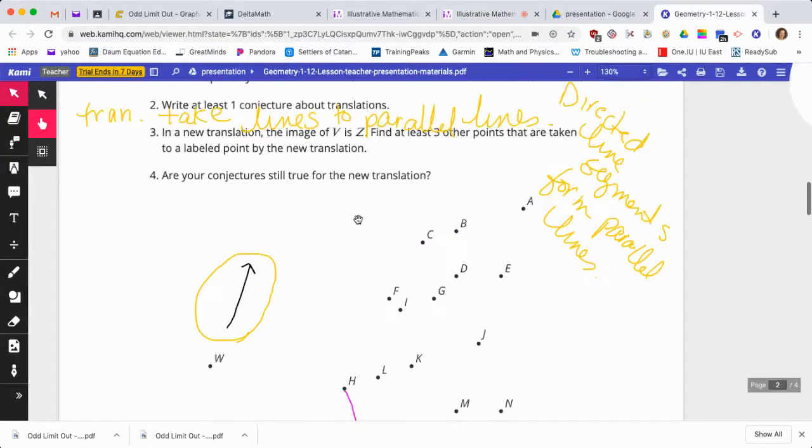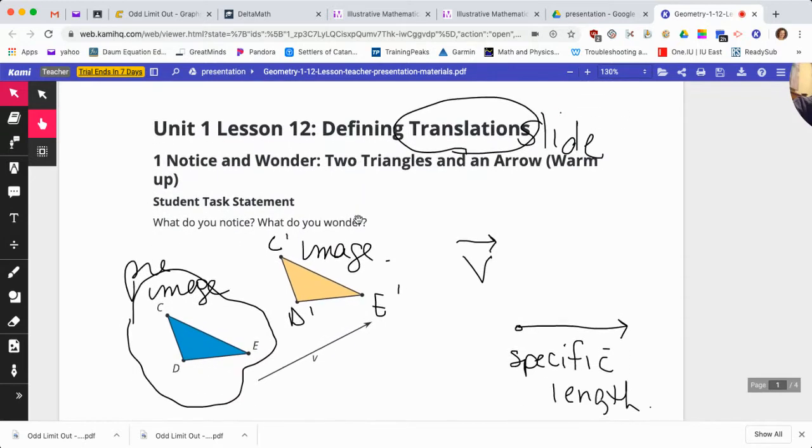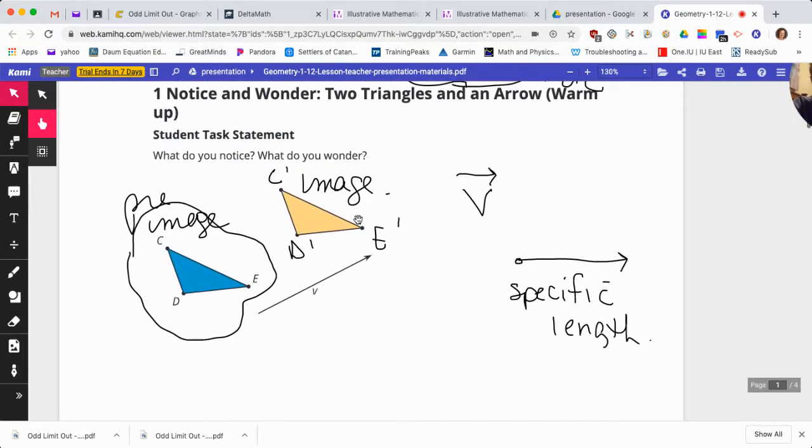Actually, I'm going to go over here to Cami, where I've already done a few things. But let's talk through this notice and wonder, okay? What do you notice? What do you wonder? If I look right here, I notice a triangle and another triangle and a vector v, which we can say is a vector of translation. We write vectors using this form right here, v with a one-sided arrow on top of it.